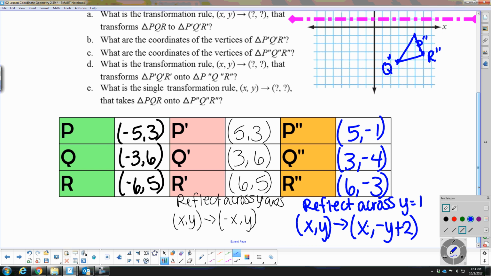So the question is what is the general rule that gets PQR to P double prime, Q double prime, R double prime? And that would be, so first our x turns negative, so we're going to keep that negative x, and then our y turns negative, and we add 2. So in this last question the single transformation rule, xy becomes negative x, negative y plus 2, gets triangle PQR to triangle P double prime, Q double prime, R double prime.